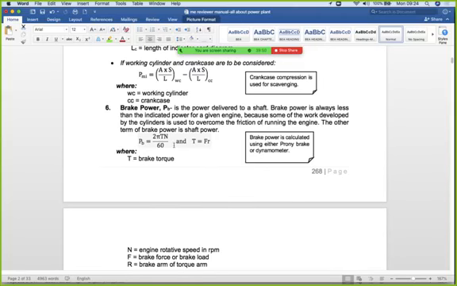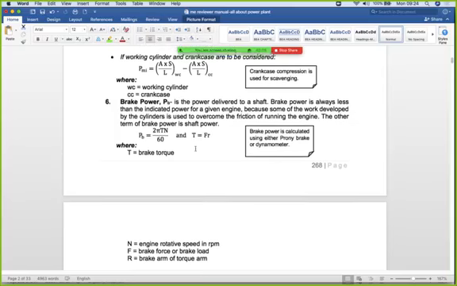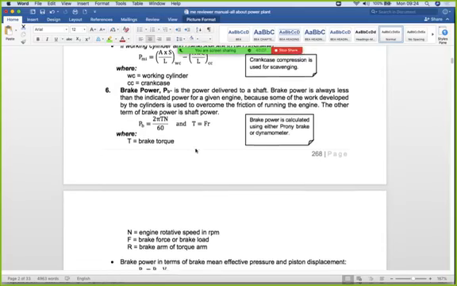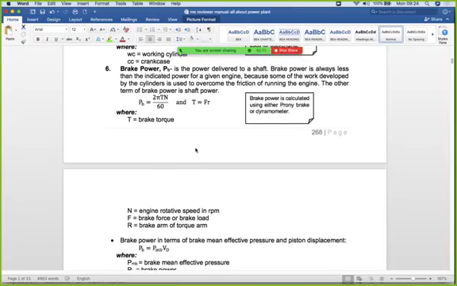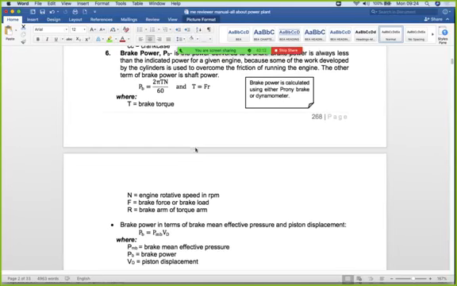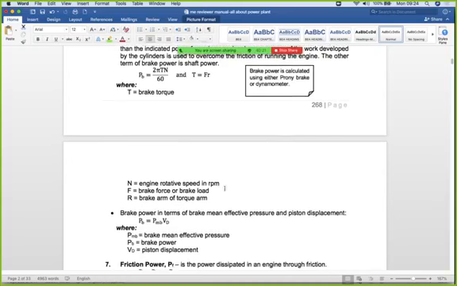2 pi times torque times N divided by 60. T is the brake torque. Brake power is calculated using either Prony brake or dynamometer. Prony brake. So T stands for the brake torque, N engine rotative speed in RPM, F is brake force or brake load, R equals brake arm or torque arm.